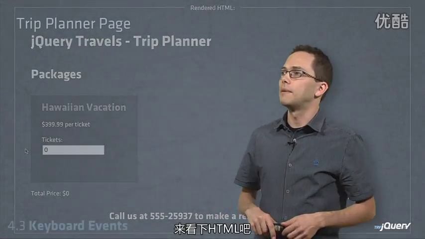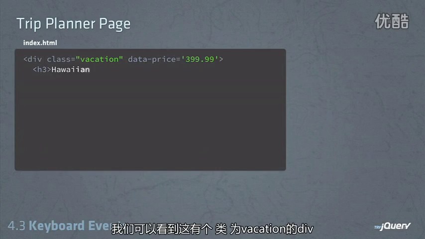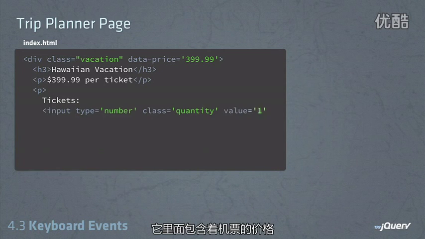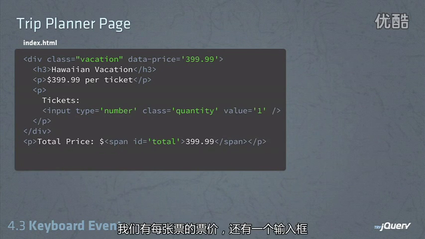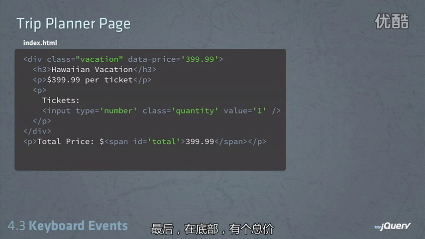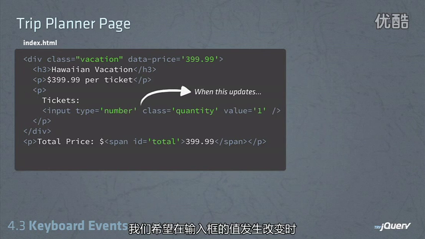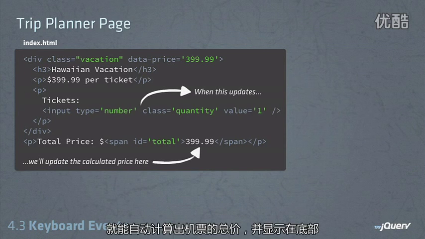Well, let's take a look at the HTML. You can see here we have a div of class vacation, which also contains the price for this vacation. We have the amount of money per ticket. We have our input field. And then lastly, at the bottom, we have our total price. We need to make it so when the input updates, we calculate the total price and update it at the bottom of the page.